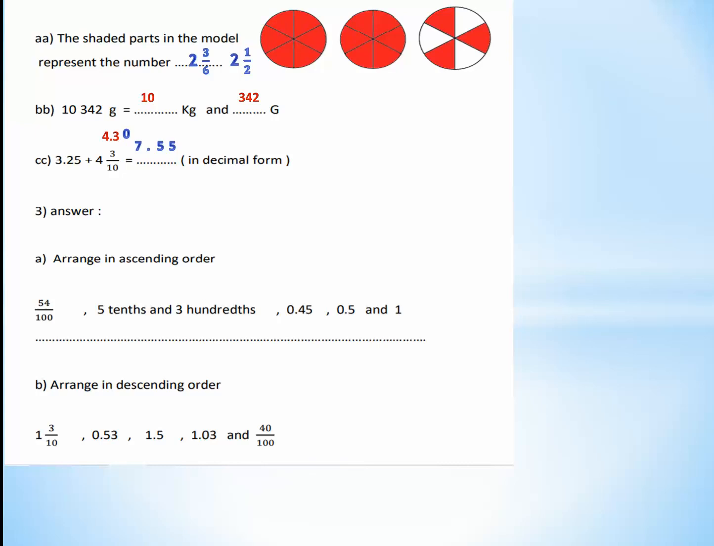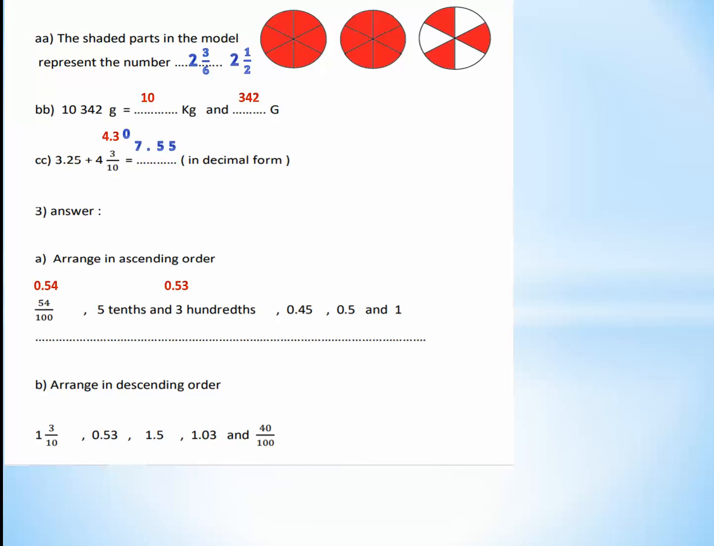Answer, arrange in ascending order. 54 over 100 and 5 tenths and 300 and 0.45, 0.5 and 1. Ascending order, we must convert all of them into decimal or into fraction. The closest one here is into decimal. Okay, let's convert it. It will be 0.54. Here it will be 0.53, and here as it is.